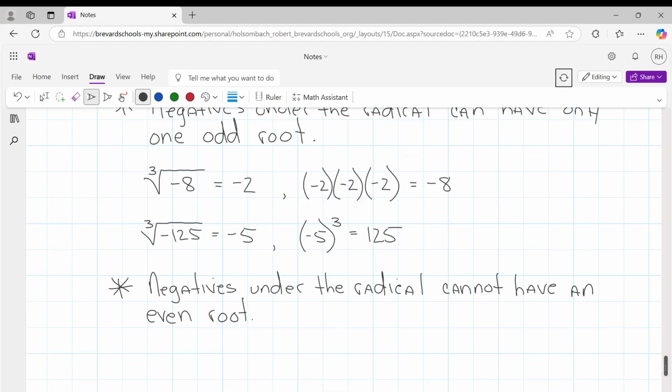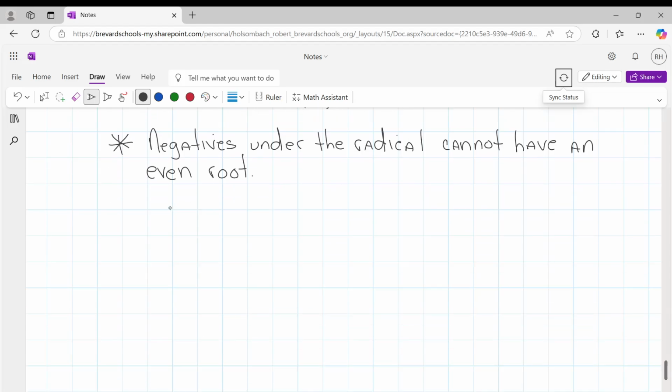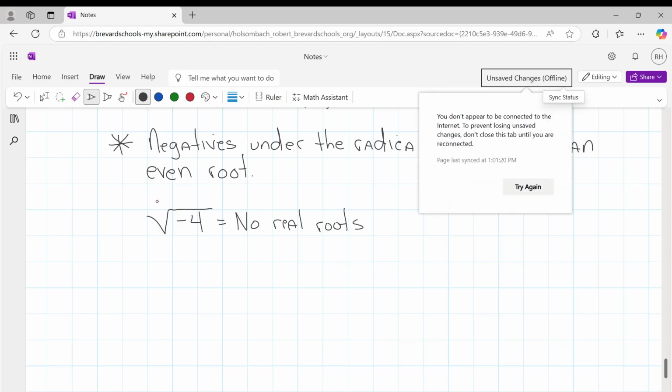And what I mean by that is we've kind of gone over that already this year. If you're asked to find the square root of -4, there are no real roots, because 2 squared equals +4, and -2 squared also equals +4. So negatives under the radical cannot have an even root, meaning the index. If there's no index, it's a 2, and 2 is even. Any negative under the radical cannot have an even root.